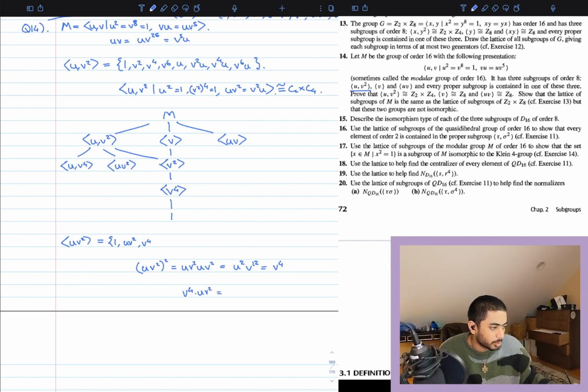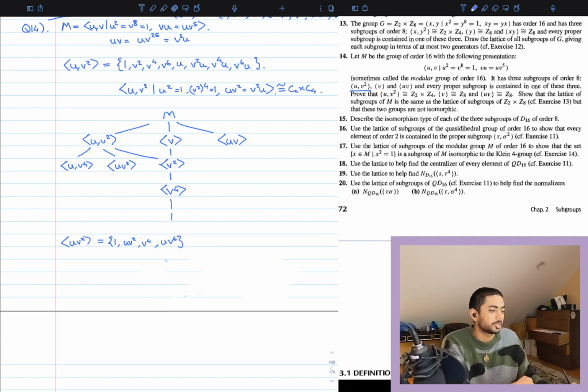I guess we want to swap these, right? So u v to the 22, which should be v to the u times v to the 6. So next up is u times v to the 6. And finally, we're going to have v8, which is 1. So we get that. Okay, so that's reassuring.